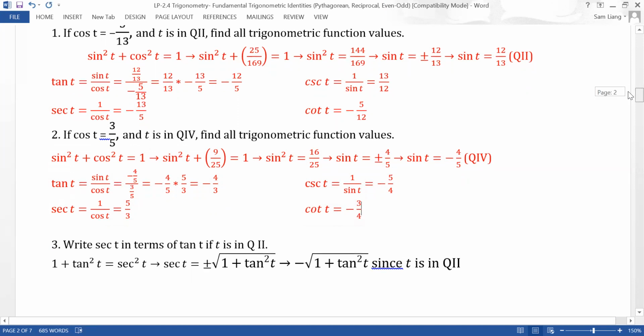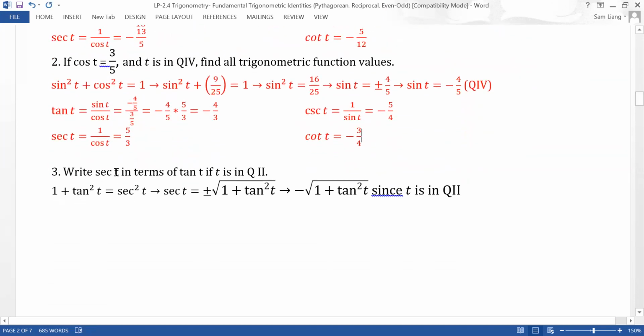All right, next we have question 3. Here it's write secant t in terms of tan t if t is in quadrant 2. So here we're going to use one of the Pythagorean identities. It was 1 plus tan squared t equals secant squared t. So we're going to isolate secant. Take the square root of both sides. We get secant t equals plus or minus the square root of 1 plus tan squared t.